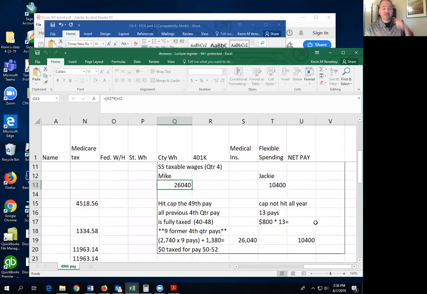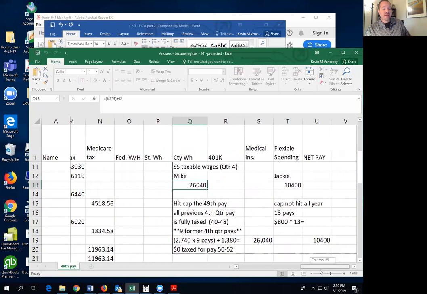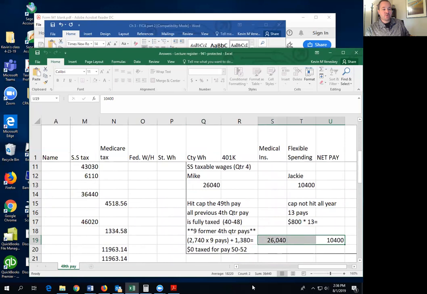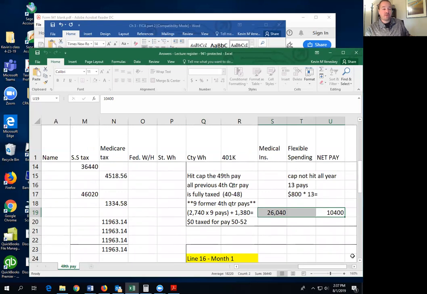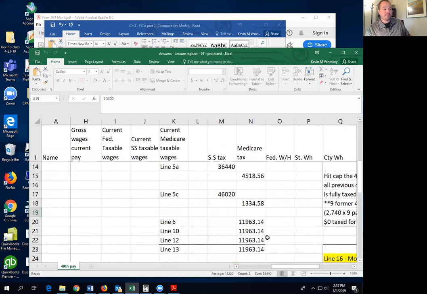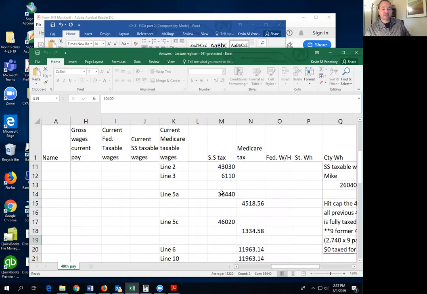And then I do the same thing for Jackie, but Jackie's real easy. Since she doesn't ever hit the cap, it's just the same amount all 13 weeks. So I simply took the 800 times 13. Line 5A is going to be these two added together, the wages for Mike and the wages for Jackie. And we would do that no matter how many employees we had. So the 36,440, that's where I get that.